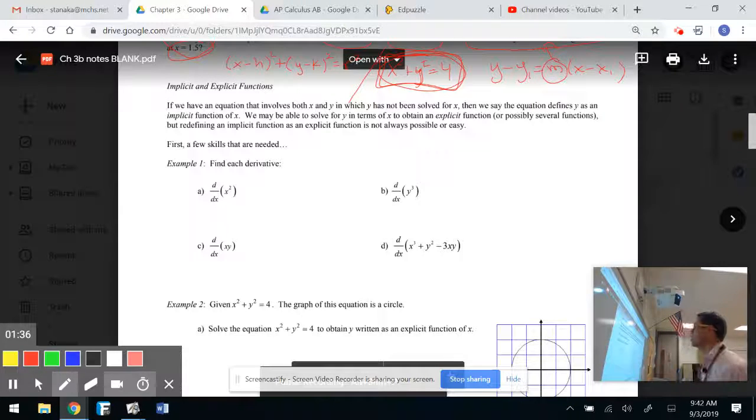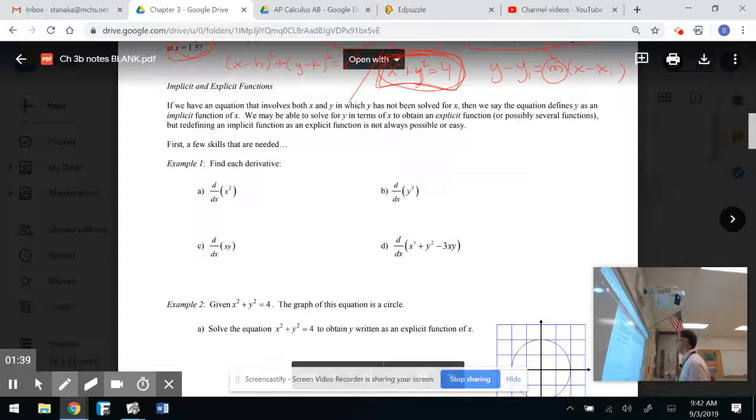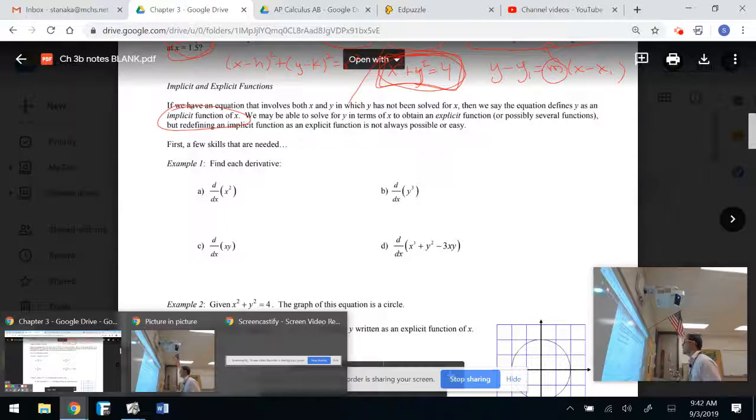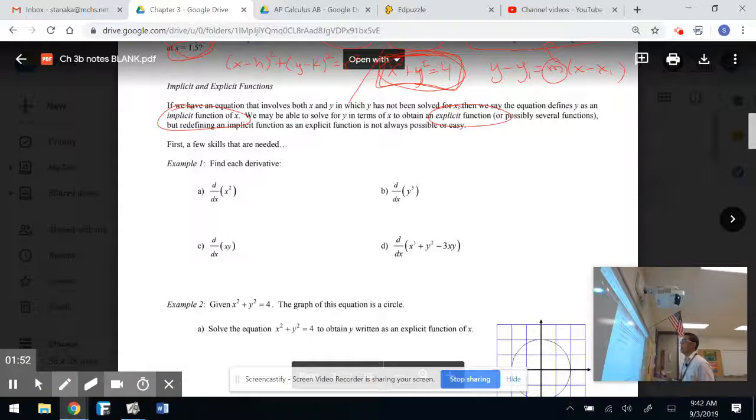Okay, so here it goes. If we have an equation that involves both x and y, in which y has not been solved for x, we say the equation defines y as an implicit function of x. We may be able to solve for y in terms of x to obtain an explicit function, but redefining an implicit function as an explicit function is not always possible or easy. And I think that's the important word here, easy, or maybe we should use the word okay. Sometimes if we do something explicitly when we have an option of doing it implicitly, implicit sometimes, actually a majority of the time, especially in AP Calc, is a lot easier.